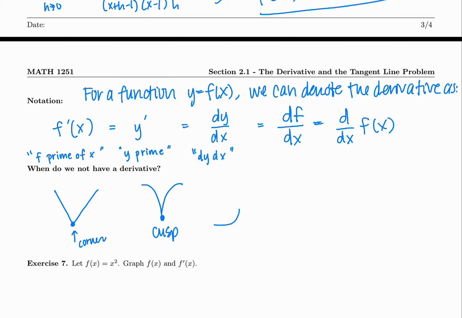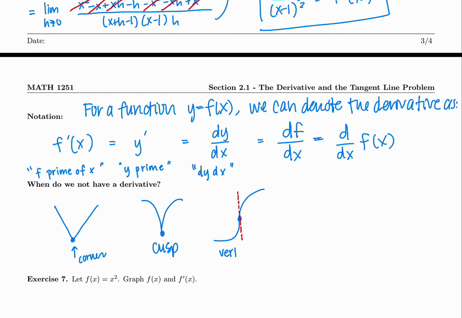If you have a function that does that, what we have going on is a vertical tangent, so there's not going to be a derivative there. And then if you have some discontinuity, or an infinite discontinuity because of an asymptote, or you just have a hole, those are not going to have a derivative either.